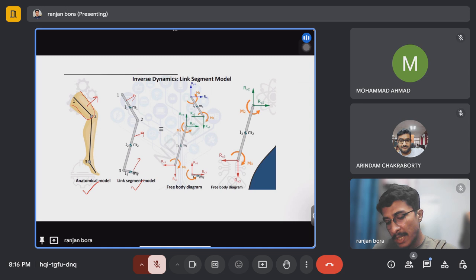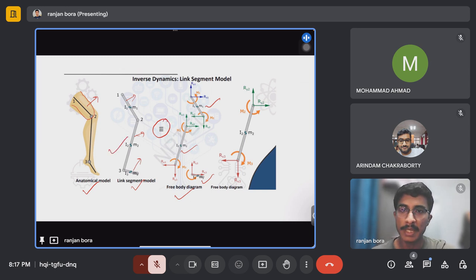Now we can segment out each part. From the free body diagram, we can represent the foot as one member, the lower leg as another member, and the upper leg as another member. If we assemble these members on the right hand side, we get our leg, which is represented on the left hand side.